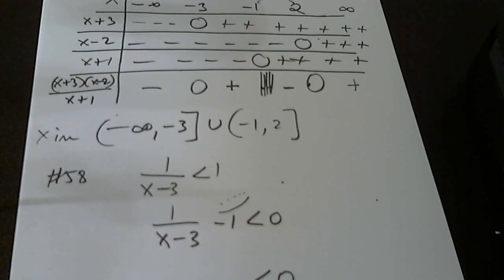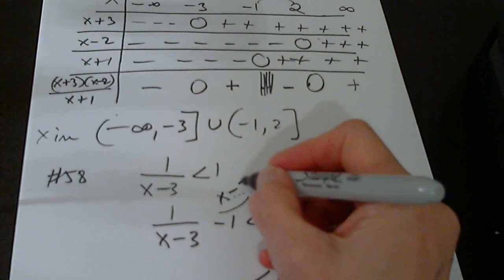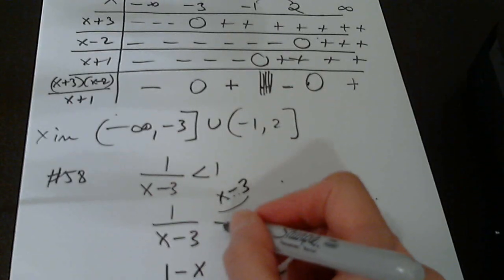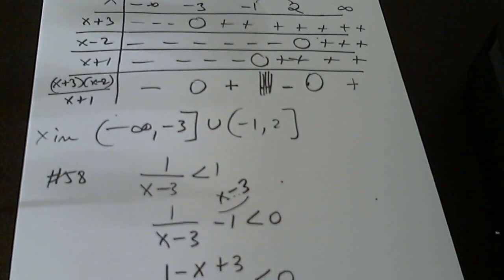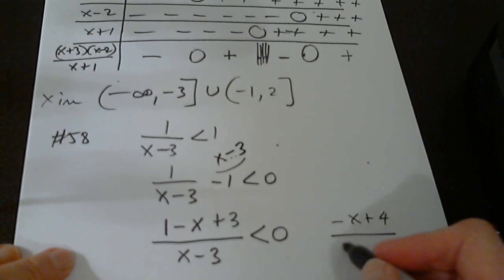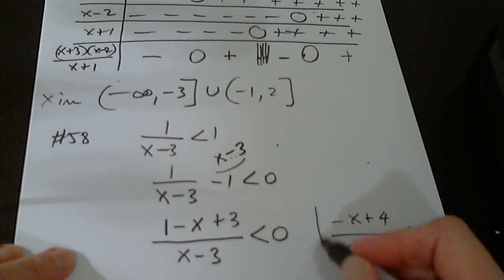What do we multiply -1 by? Would you multiply it by x minus 3? Of course. So I have 1 minus x plus 3. So the numerator is -x plus 4. The denominator is x minus 3, and I'm done.